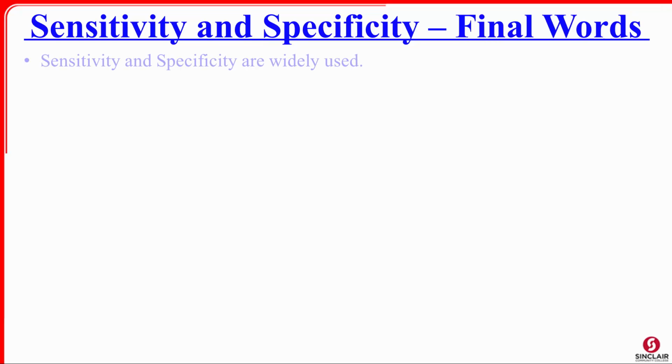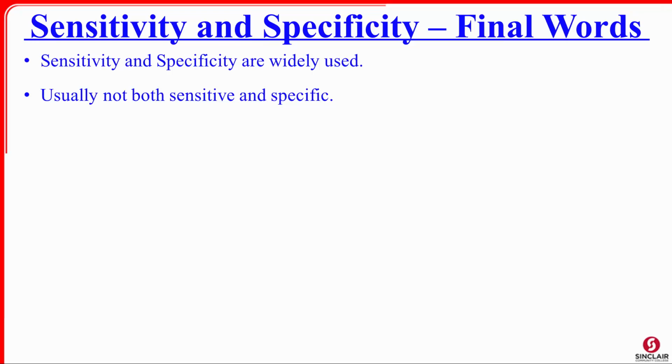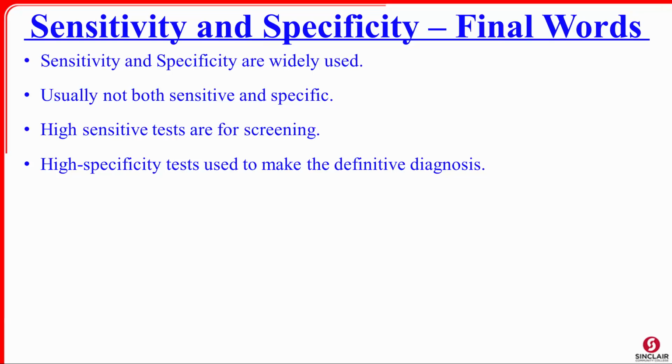So some final words. Sensitivity and specificity are widely used. We talk about them with many tests, and we choose what tests to do based on sensitivity and specificity. Usually a test is not both sensitive and specific. It's possible, but it's very unusual. Highly sensitive tests are for screening, and high specificity tests are used to make that final diagnosis.